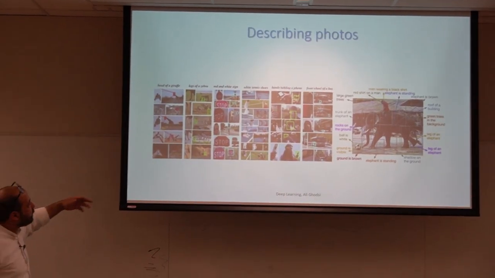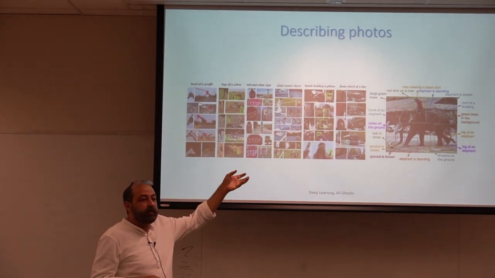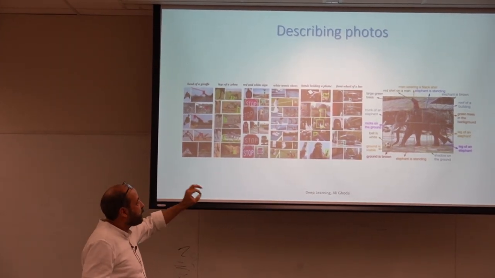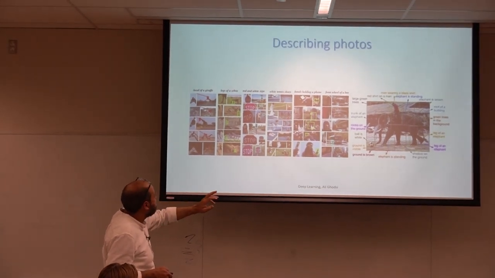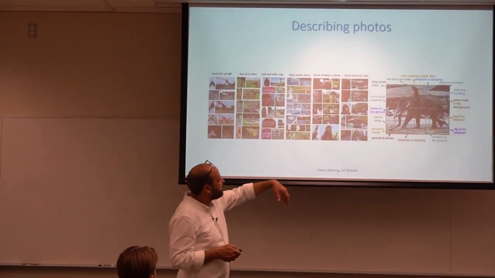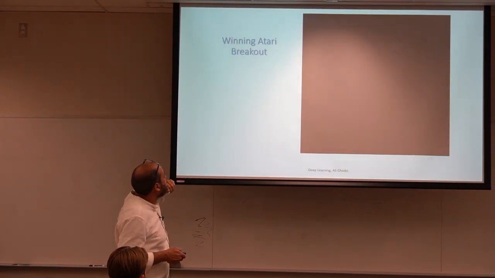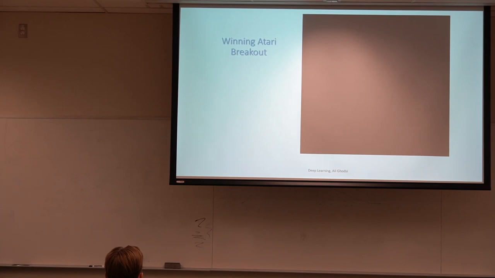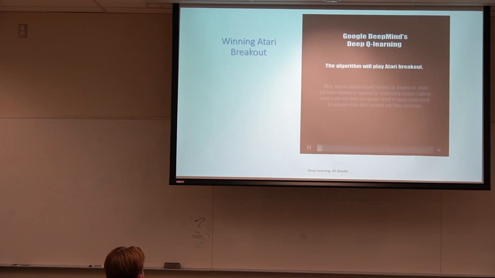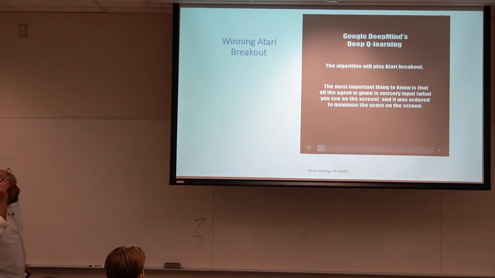And here is another application that can explain all components of an object, not just segments. Like you have an elephant, for example, and it explains this is the leg, this is part of the body. This is also interesting to see how deep learning comes up with a nice trick in an Atari game.